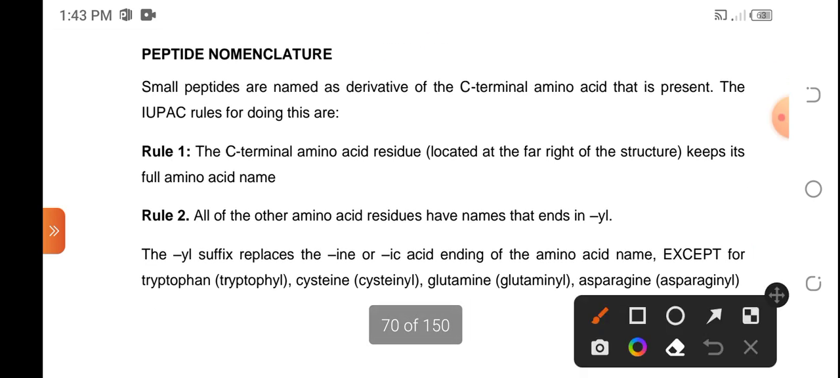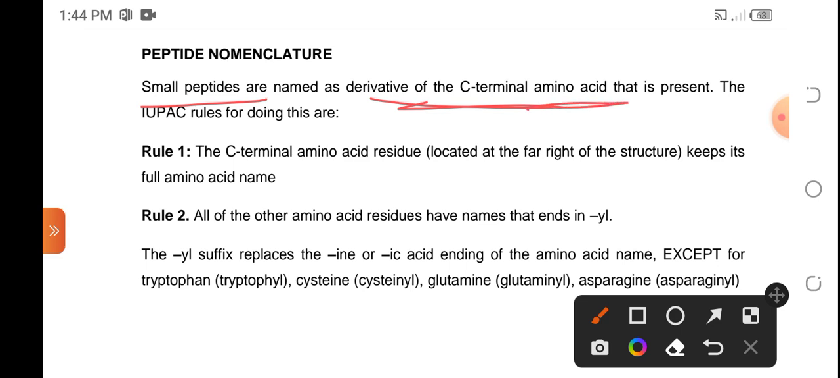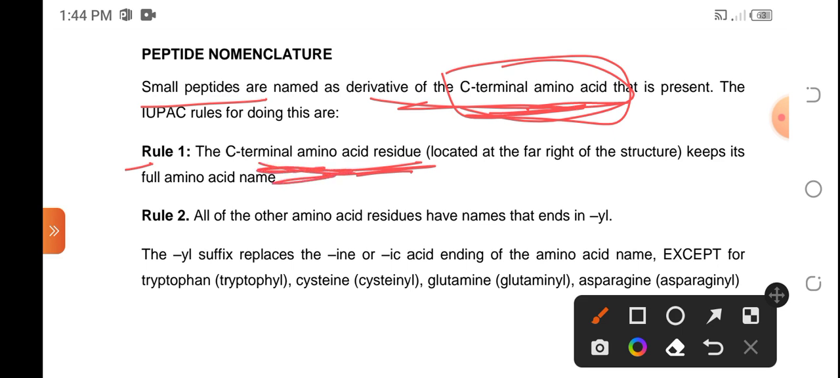So we have peptide nomenclature. Small peptides are named as derivative of the C-terminal amino acid. So ibig sabihin, parang ito yung magiging parent chain daw, yung pinakamalapit dun sa C-terminal. Why? Kasi nga, rule number 1, the amino acid that is located on the C-terminal, the nearest to the C-terminal, will always keep its full name. So, ganun daw natin papangalanan.